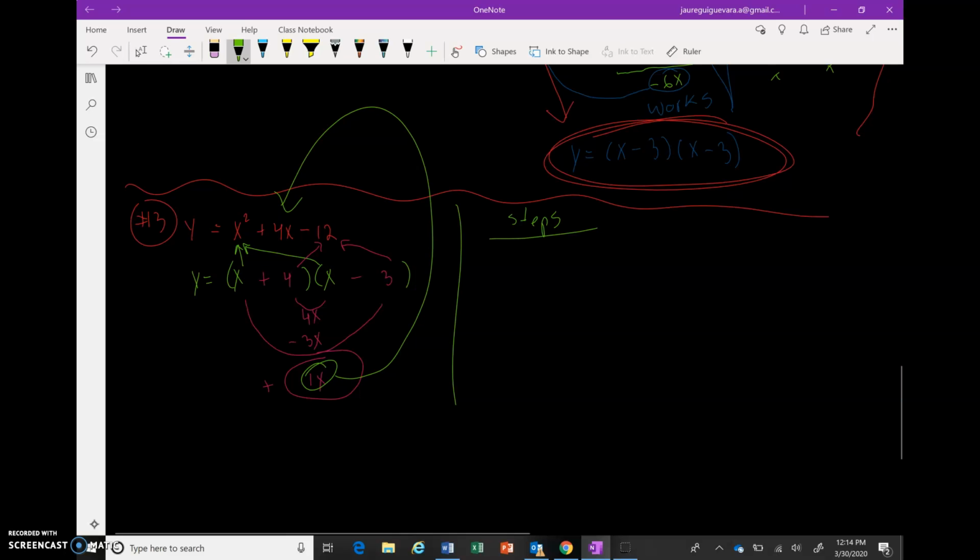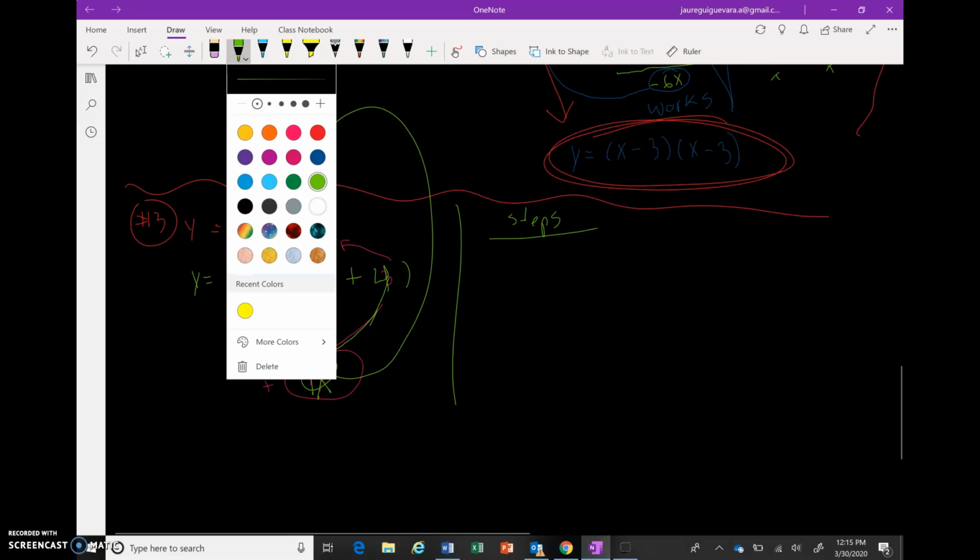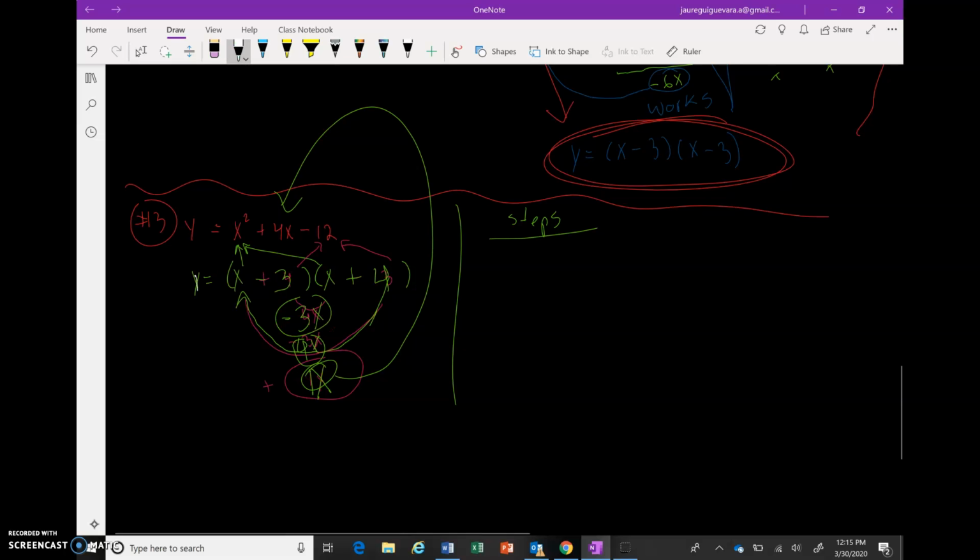If you make this a negative 3 and this a 4, you're going to notice that this gives you negative 3x, and 4 times this x gives you 4x, so 4x take away negative 3x gives you 1x again. So this doesn't work. So 3 and 4 didn't work for this problem.